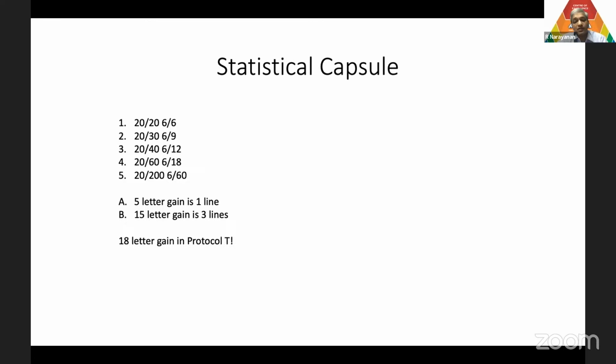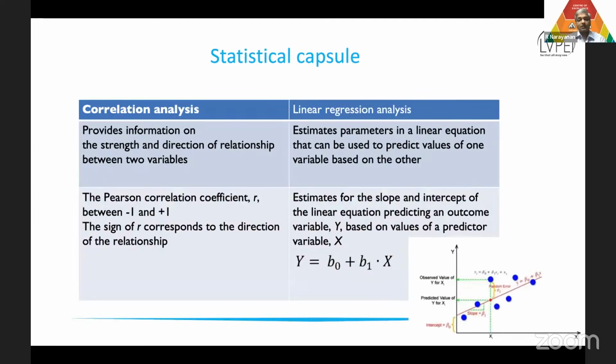Yeah, so 3 lines is simply half or double. So if 40 to 20 is 3 lines, 60 to 30 is 3 lines, 200 to 100 is 3 lines. That's a very simple way of calculation. So 15 letters or 3 lines is a very important number. It's a magic number for all clinical trials. And this is another statistical capsule which we have here.